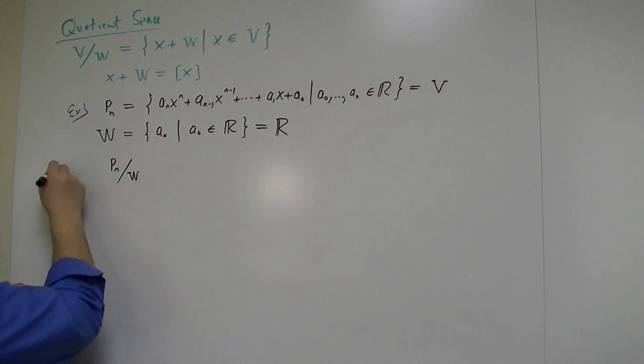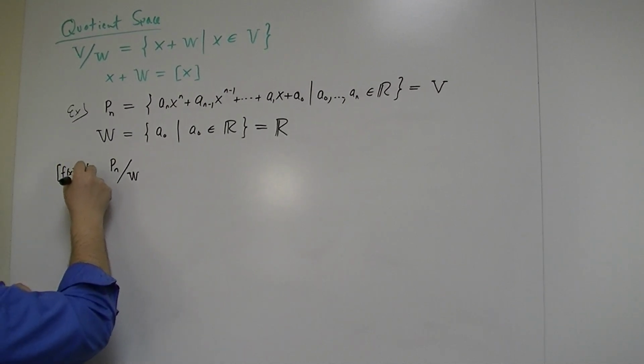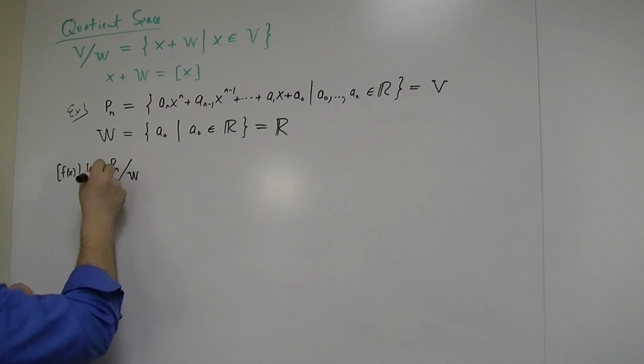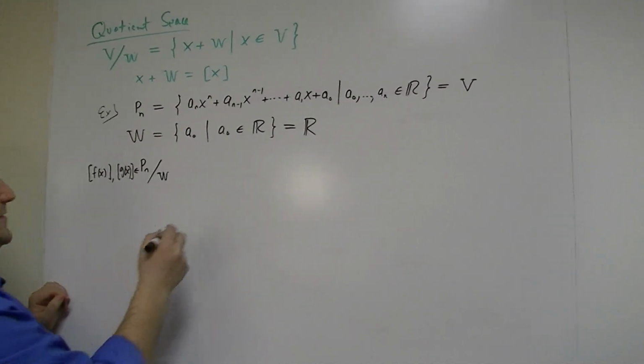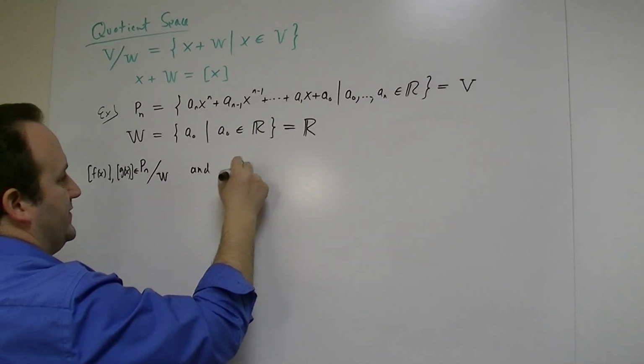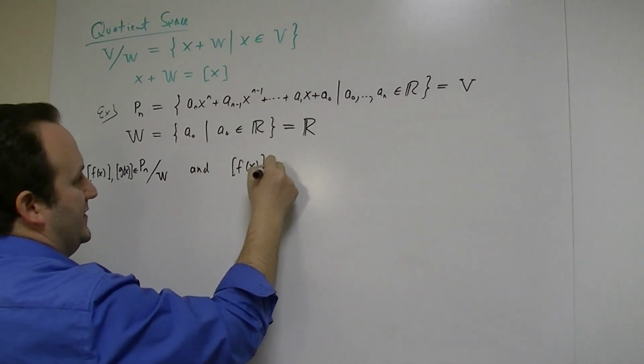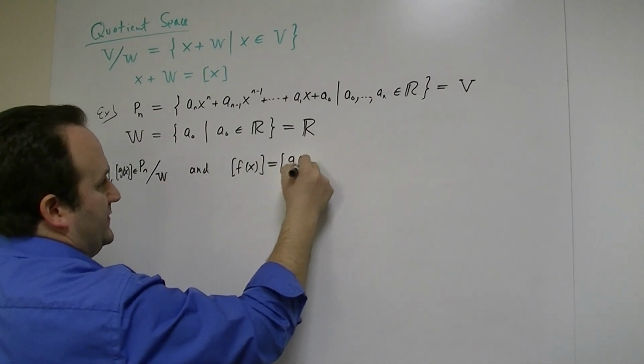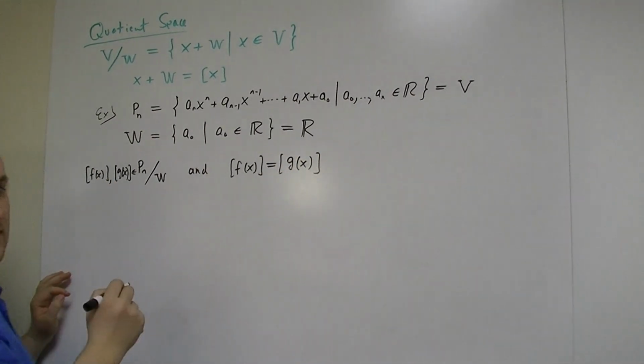So let's suppose that we have f of x and g of x in this quotient, right? What does that mean? And let's also suppose that the coset of f of x is equal to the coset of g of x. What does that say about f of x and g of x?